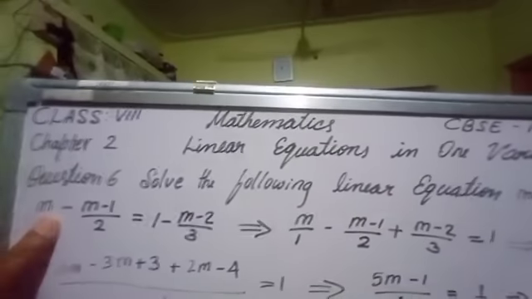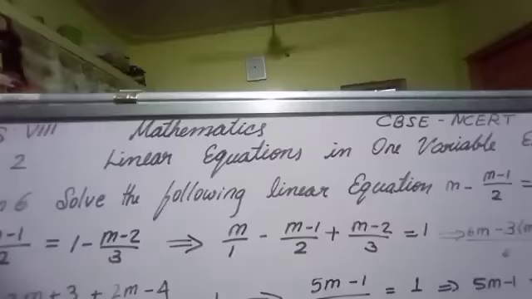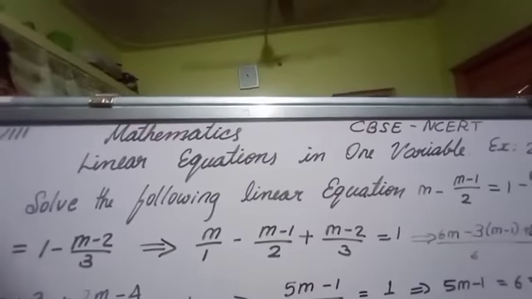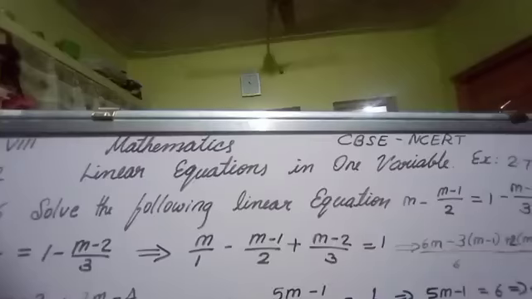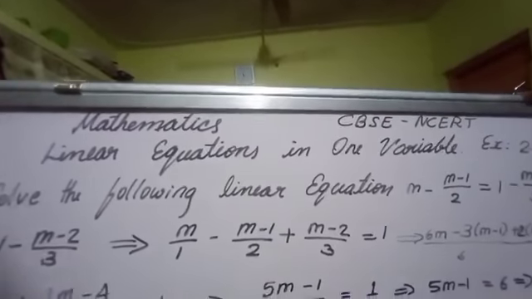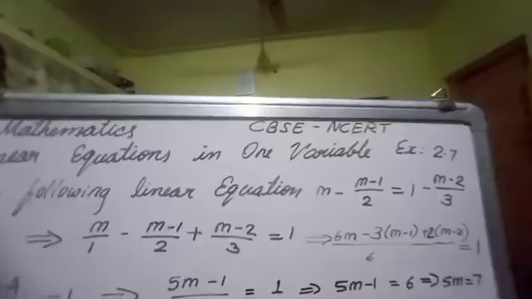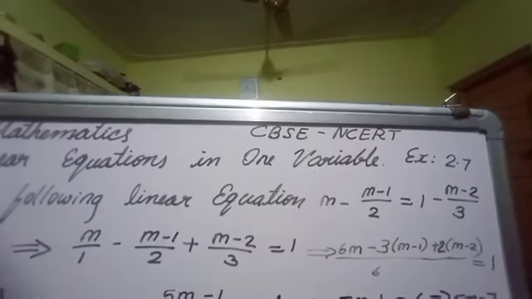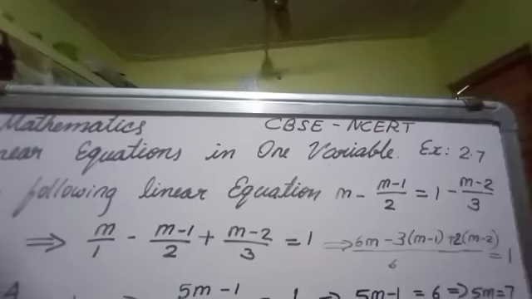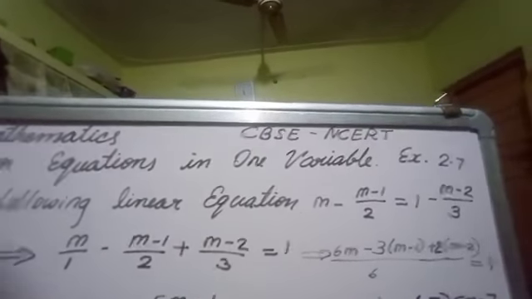First you can observe that here m minus 1 minus m. So the variable we will put together, m by 1. If there is no denominator, we have to consider it as 1. m minus 1 by 2 minus (m minus 2) divided by 3 is equal to 1. In the same way, here we will get 6m minus 3 into, how will we get 6 here? By taking the LCM of that. So we are getting this, is equal to 1.